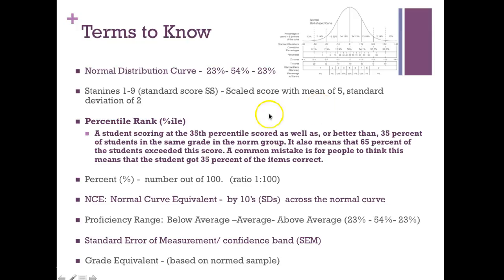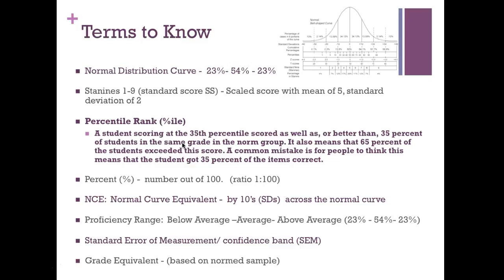Okay, let's go back. Percentile rank. This is the one you're going to encounter the most, and it's really important that you wrap your brain around this one. A student scoring at the 35th percentile scored as well or better than 35% of the students in the same grade in the norm group. That means that 35% of the students fell below that. But if you think about the above, it also means that 65% of the students exceeded that score.